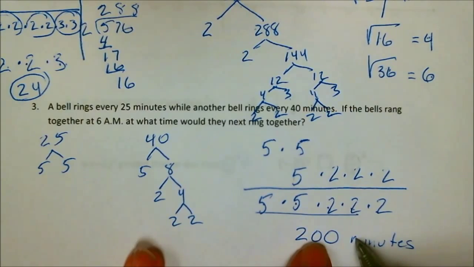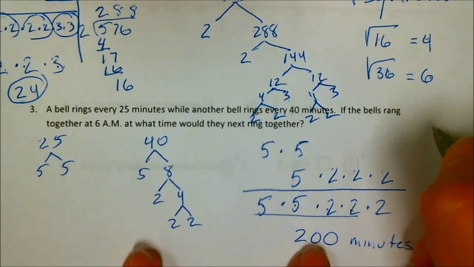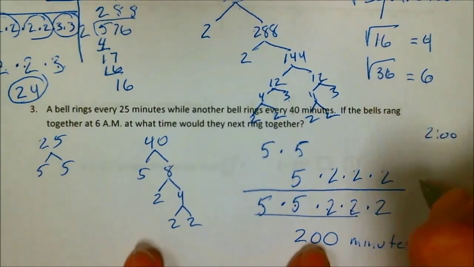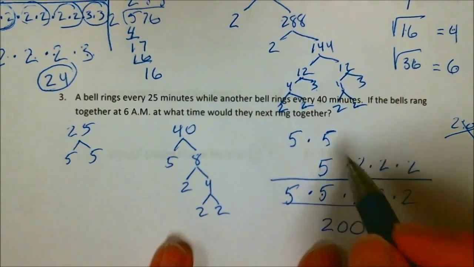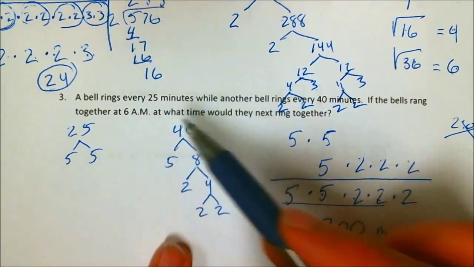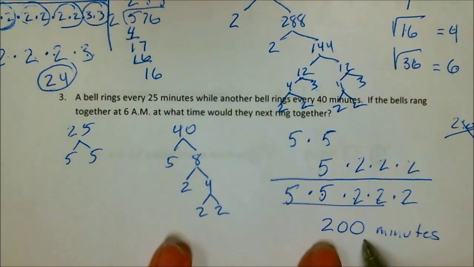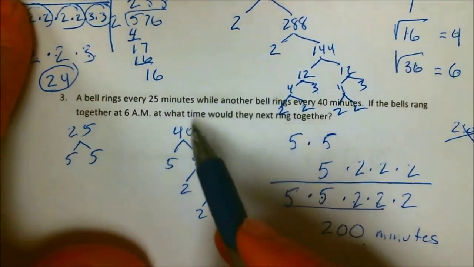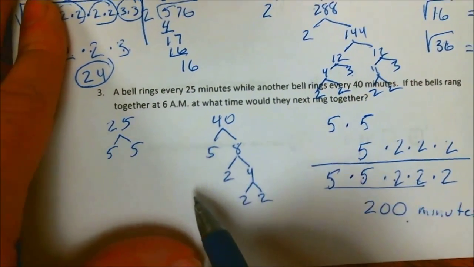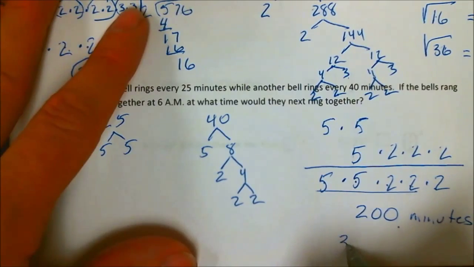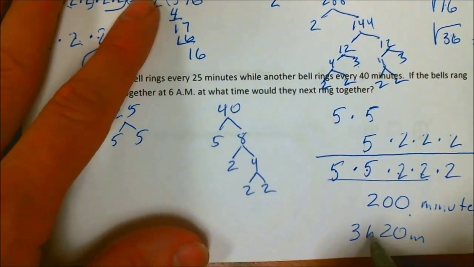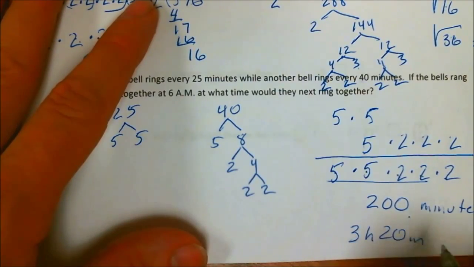This does not represent 2 o'clock. A lot of you wrote down 2 o'clock. No, that represents 200 minutes. From 6 in the morning, that's the next time it'll ring, 200 minutes later. Well, what's 200 minutes after 6 a.m.? Oh, well, let's see. 180 minutes is 3 hours, and 20 more is 20 minutes. So it's actually 3 hours and 20 minutes later.